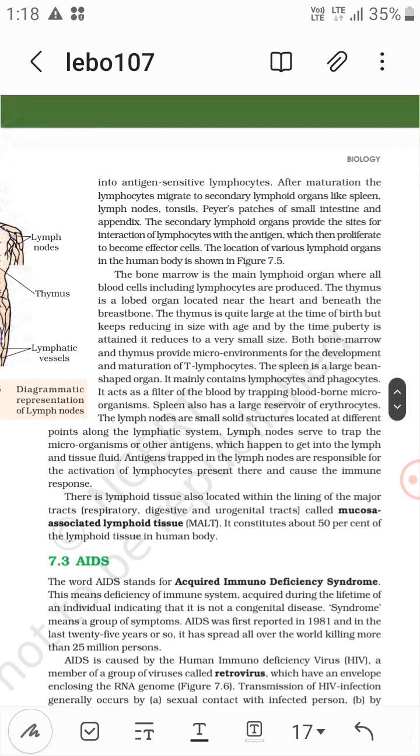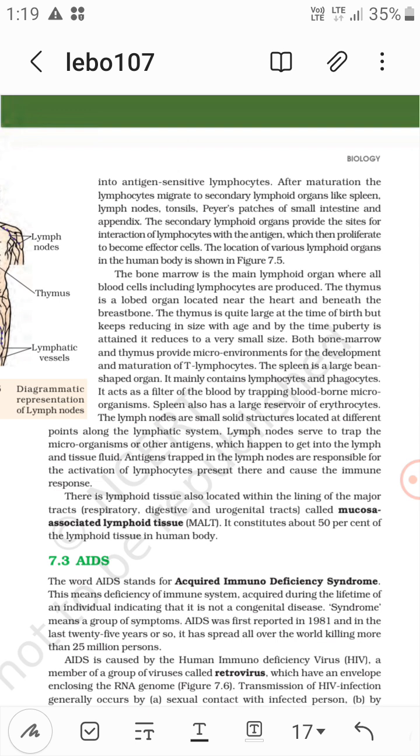Now, the bone marrow is the main lymphoid organ where all blood cells, including lymphocytes, are produced. Bone marrow is a lymphoid organ, right? The thymus is a lobed organ located near the heart and beneath the breastbone. So this is the thymus.